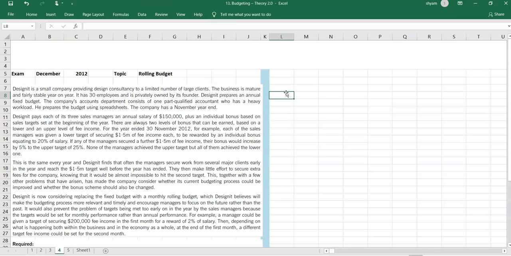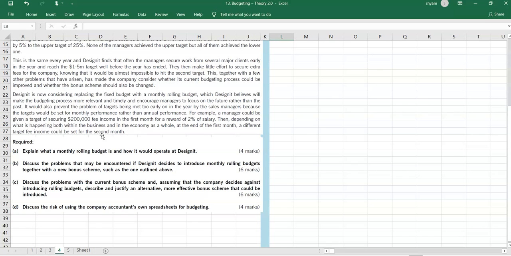So this question was asked in December 2012 as a rolling budget question in ACCA exam. So let's see what are the points that they want. Explain what a monthly rolling budget is and how it could operate in Designit. So this is a very basic question. You have to just tell how rolling budgets work. And that's quite easy because you can see the general video, the introduction video to budgets. There we discussed rolling budgets, so you could use that.